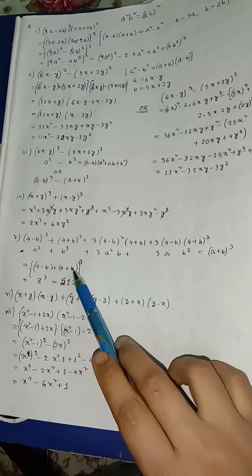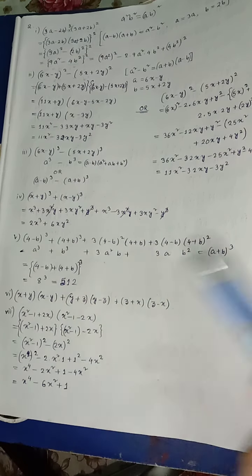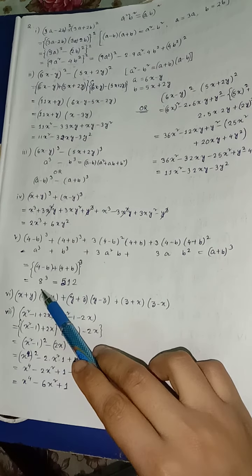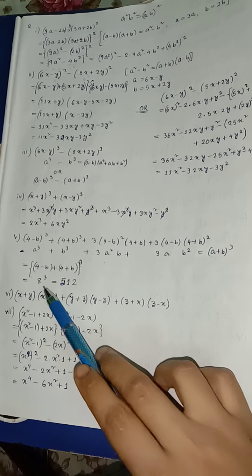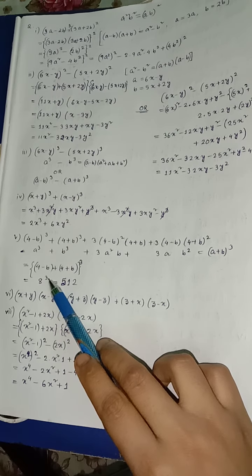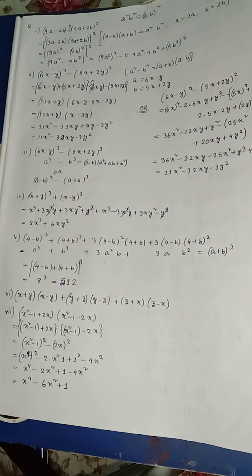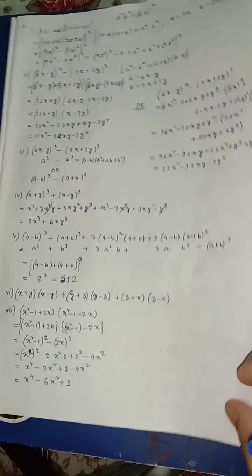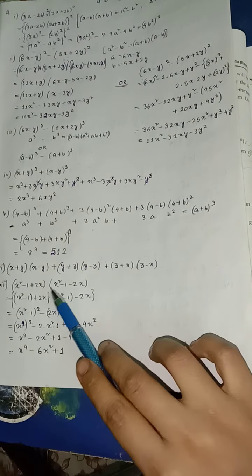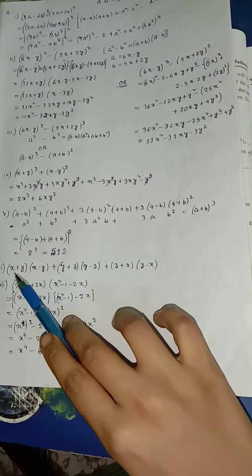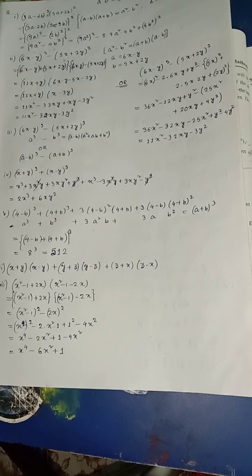So minus b plus b is 0, 4 plus 4 is 8, so it will be 8 cube. Again we all know that 8 cube is 512. This is our answer. Next question you have to try yourself.